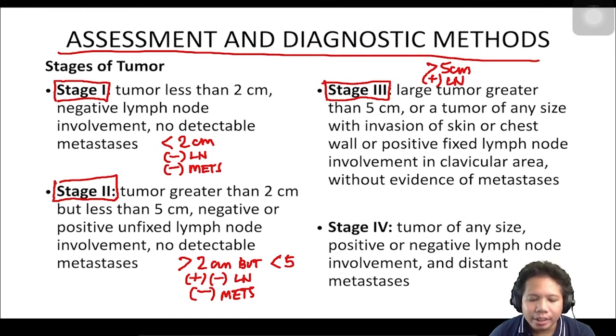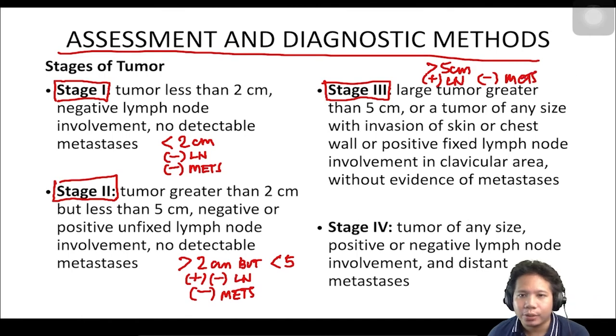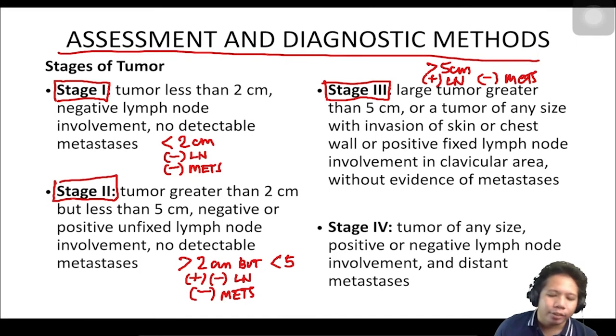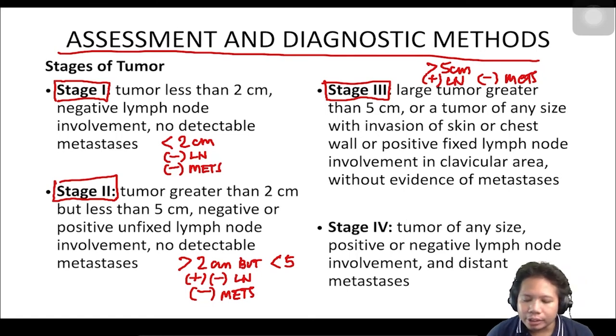Again, what's the difference between stage 1, stage 2, and stage 3? This is for mastery purposes. Stage 1: less than 2, negative lymph nodes, negative mets. Stage 2: greater than 2 but less than 5, there may be positive or negative lymph nodes but no metastasis. Stage 3: greater than 5, there's positive lymph node involvement or invasion, or in this case, it says the skin, chest.